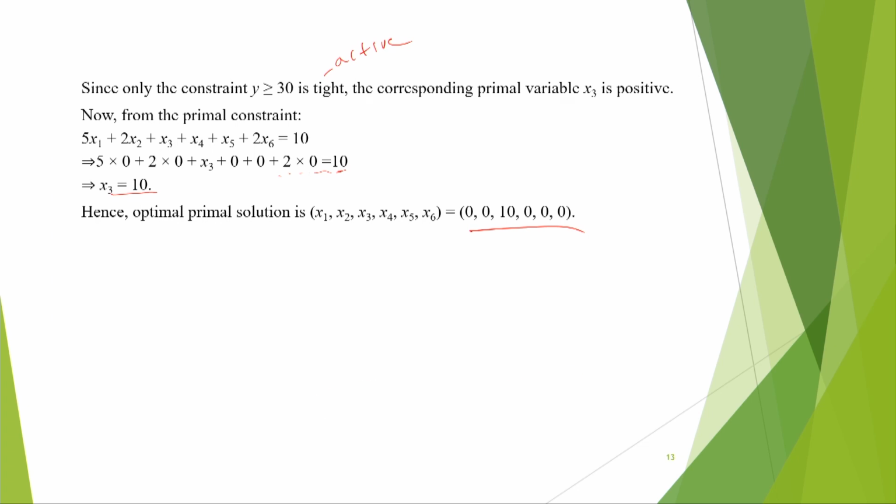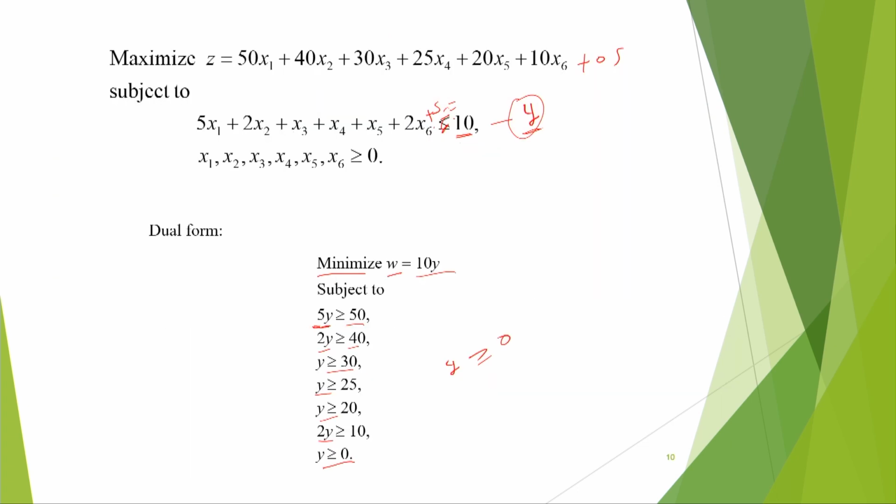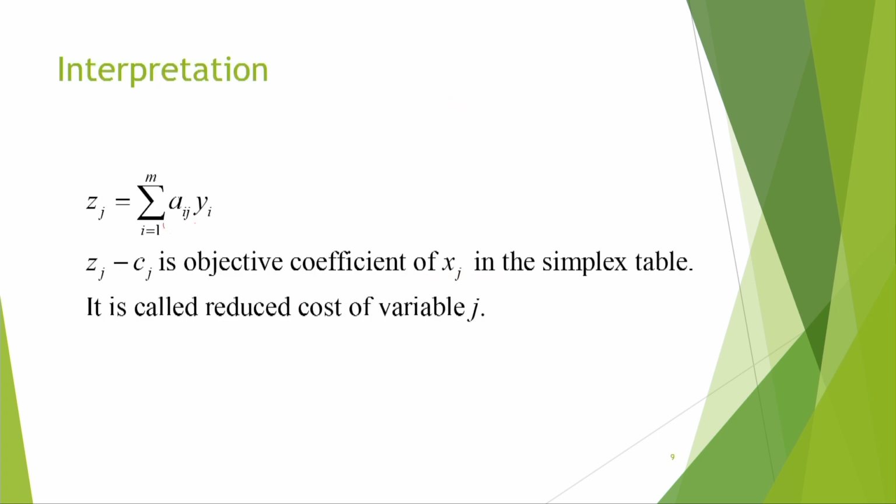See, I have got so many variables. Otherwise this primal problem I would not have been able to solve graphically, because there are so many variables. I converted it into dual form, and from the dual form I got the solution, and then I could calculate these values also. So x3 is equal to 10, we got.